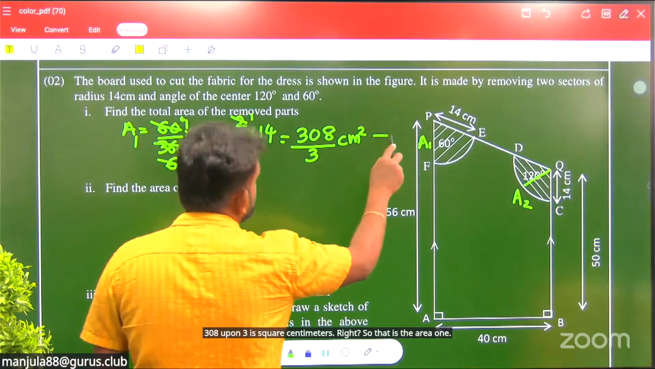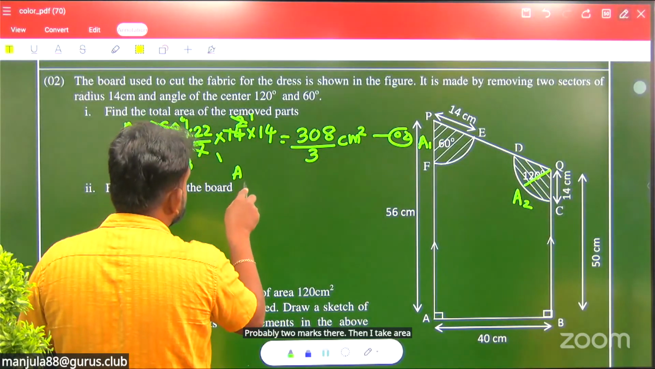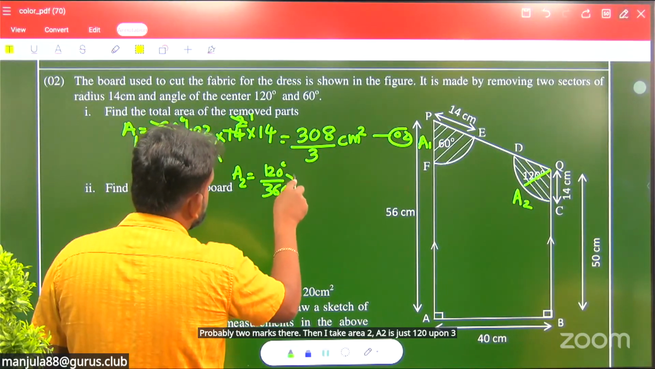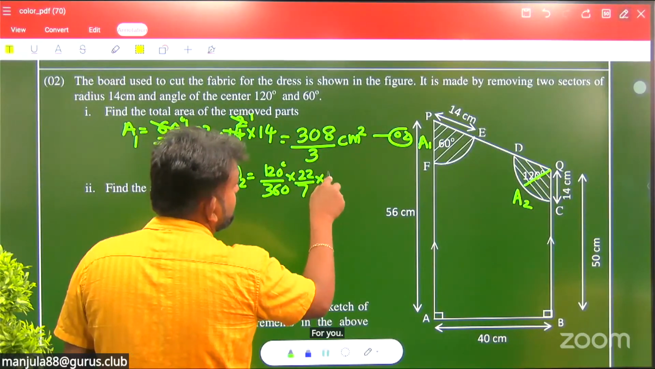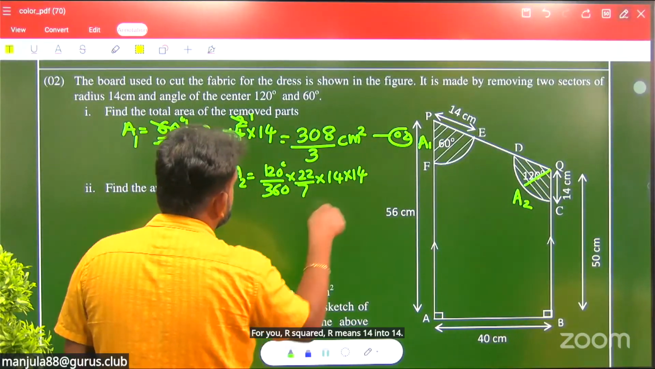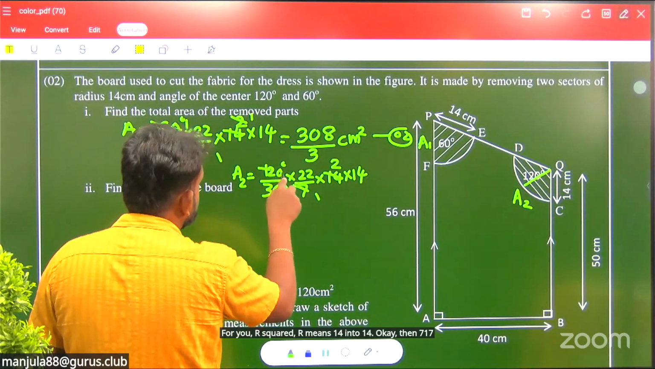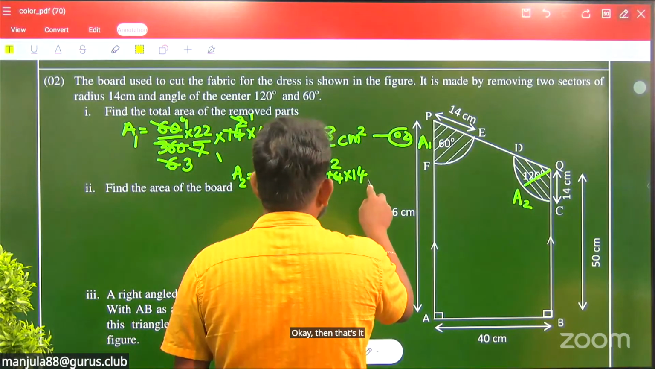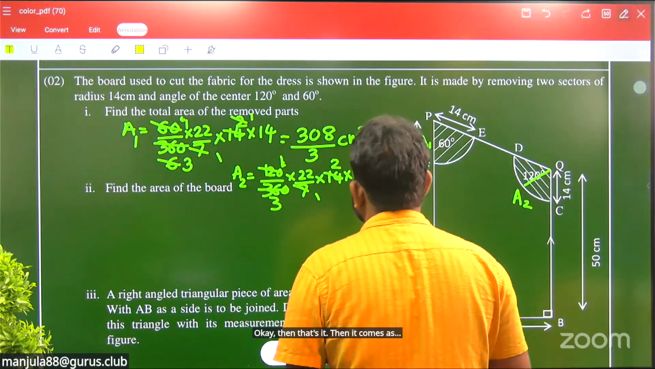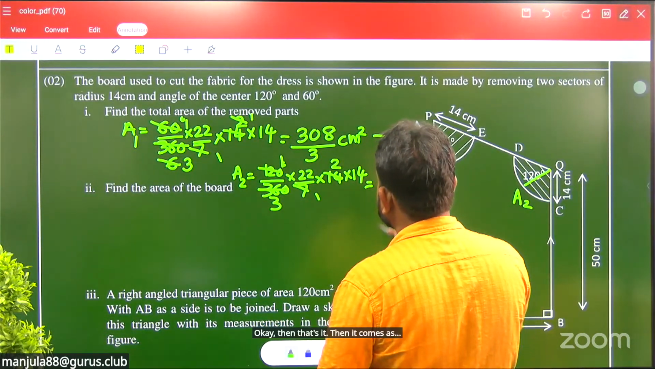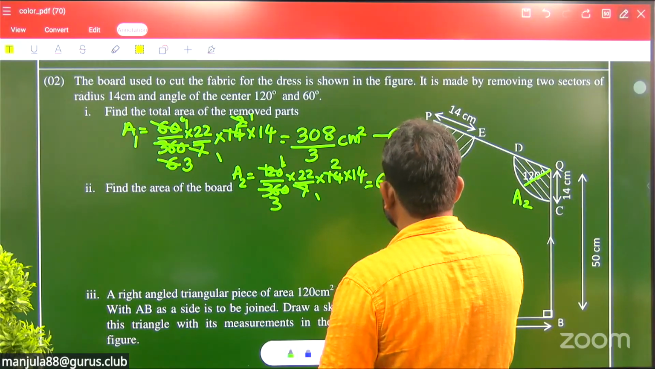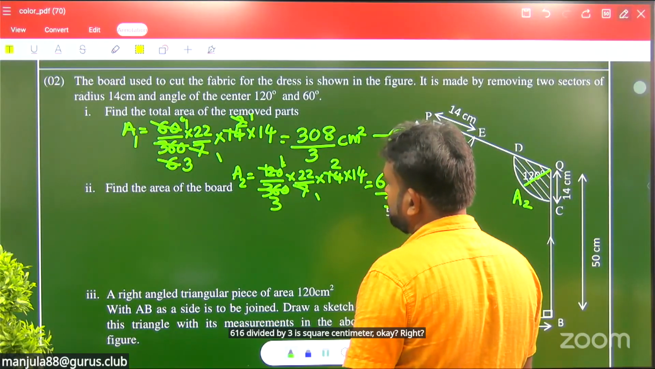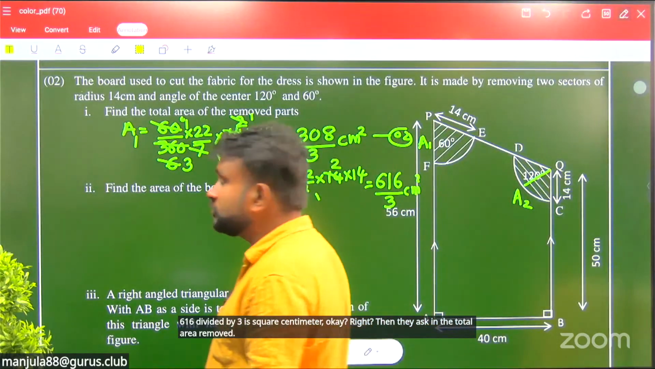2 marks there. Then I take area 2. A2 is just 120 upon 360 into pi r squared. Pi r squared, r means 14 into 14. Then that's it. Then it comes as 616 divided by 3 square centimeters. Right. Then they ask for the total area removed, then add these two areas together.